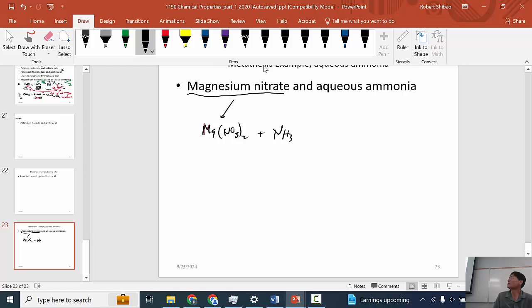Aqueous ammonia. This is aqueous magnesium nitrate, but even if it's solid, if this were solid magnesium nitrate and you put it into an aqueous ammonia solution, that solid magnesium nitrate will dissolve. It's a soluble strong electrolyte. All nitrate salts are soluble. But what if I did this?